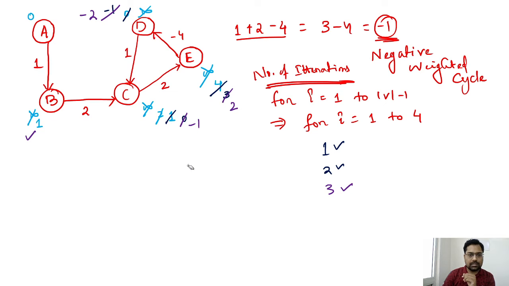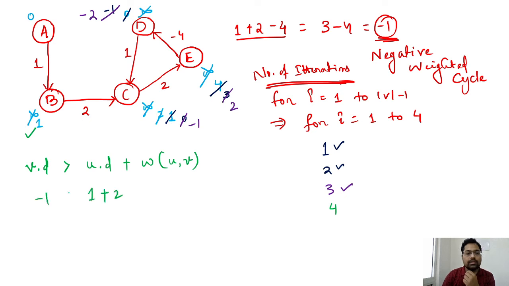For the fourth iteration, I'm just changing the color. Fourth iteration: distance of V should be greater than or equal to distance of U if it is there. So we will relax, or we will stop. Now we will be checking with this. This is correct. For this, 1 plus 2, reverse it is minus 1. No need to relax. This is also correct. For this case, this is U for the time being and this is V for the time being.